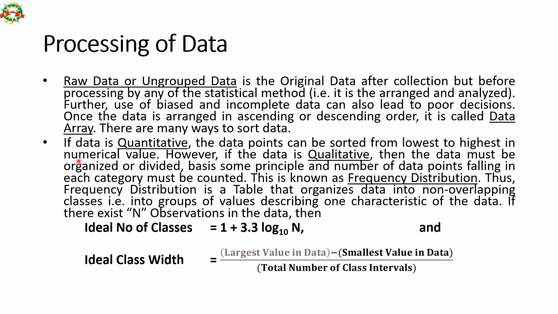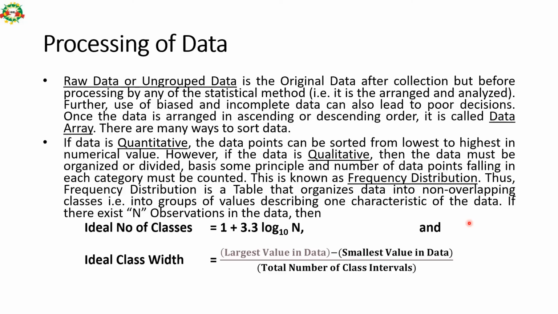If data is quantitative, the data points can be sorted from lowest to highest in numerical value. However, if data is qualitative, then data must be organized or divided on the basis of some principle, and the number of data points falling in each category must be counted. This is also known as frequency distribution.